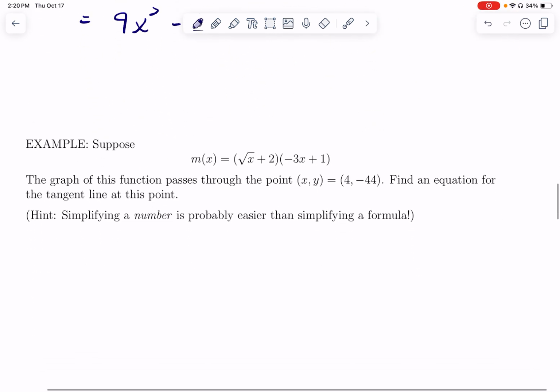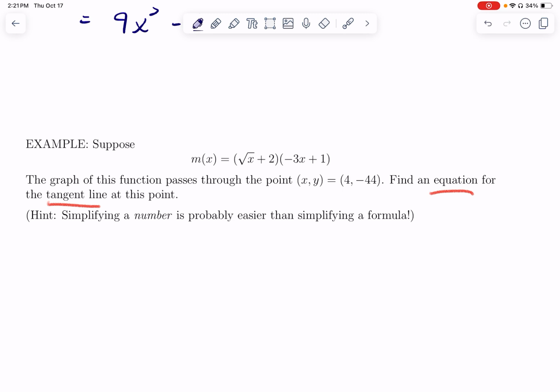Another example, so suppose we have this function. M of x is root x plus 2 times negative 3x plus 1. The graph of this function passes through the point 4 comma negative 44. Okay, we're just given that. Find an equation for the tangent line at this point.